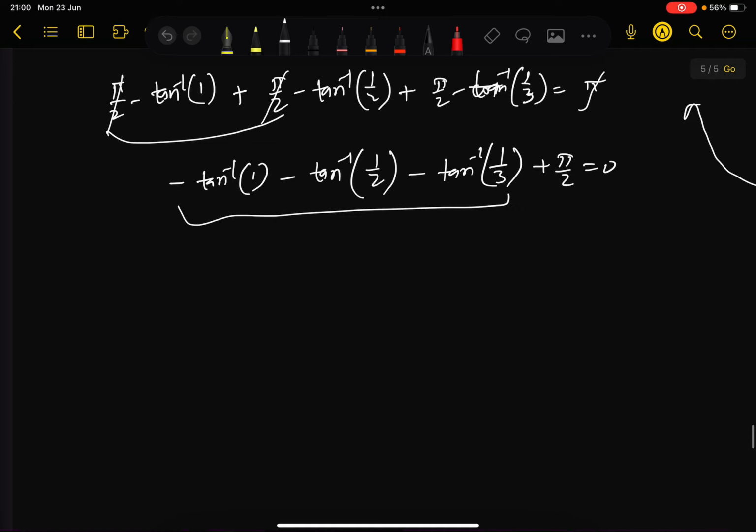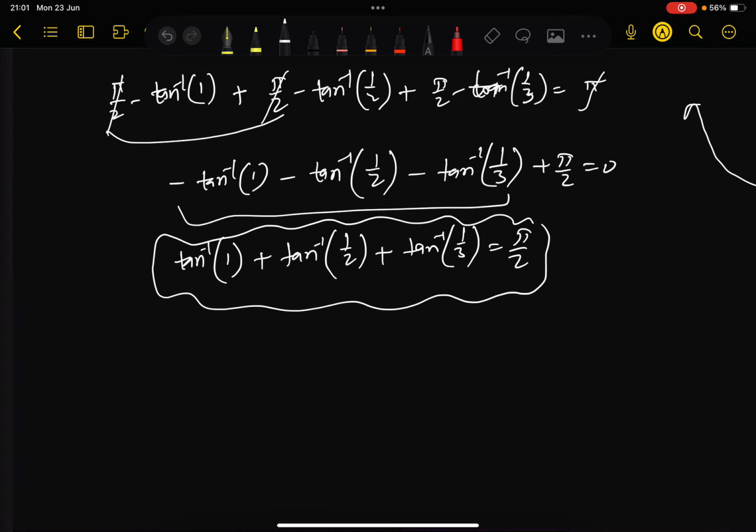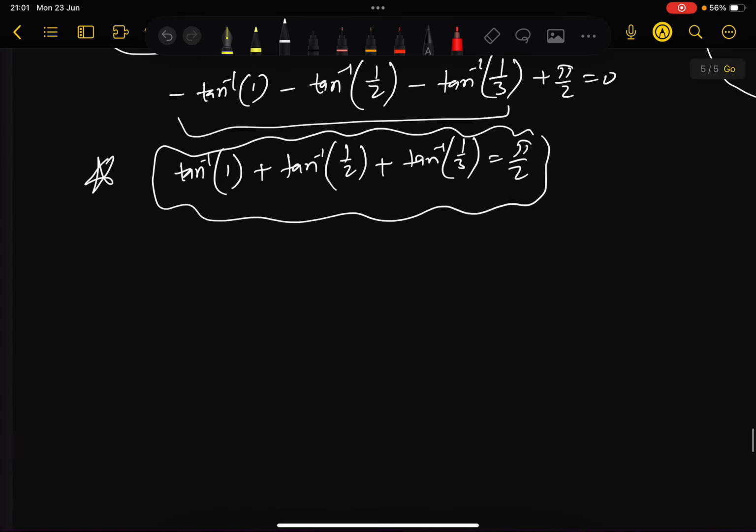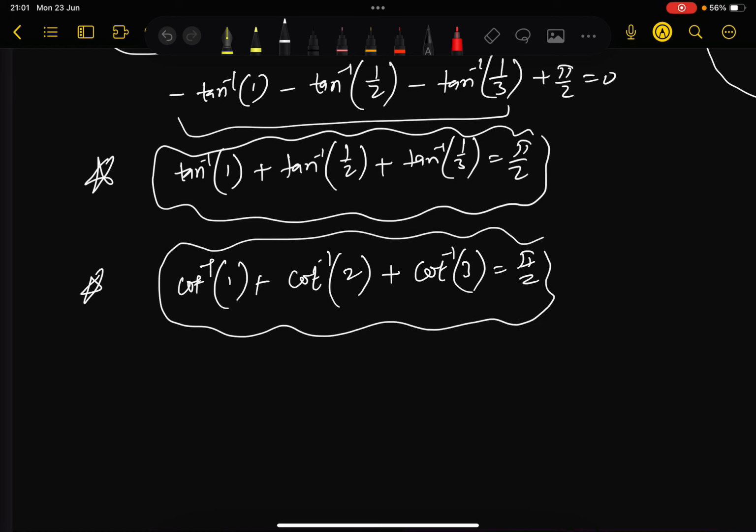So we can take these terms to the right side. This becomes tan inverse 1 plus tan inverse 1 by 2 plus tan inverse 1 by 3 equals pi by 2. This also you have to memorize. Similarly, if we convert this into cot, because these are also positive numbers, we can write cot inverse 1 plus cot inverse 2 plus cot inverse 3 equals pi by 2. This also you have to memorize.